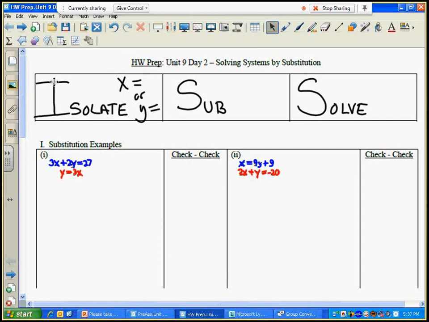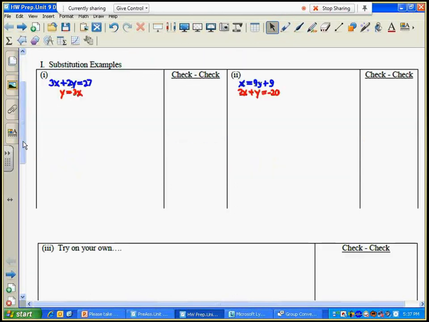Take a look at number 1. You have 3x plus 2y equals 27, and y equals 3x. As you look at those two equations, you want to look for which equation, the blue or the red here, already has a variable isolated. Well, if you look at the one on the bottom, the red one, it says that y equals 3x. So that 3x is what y equals. And if that's true, then we should be able to go up to the other equation where there's a y, pluck that y out, throw it away, and replace it with that 3x.